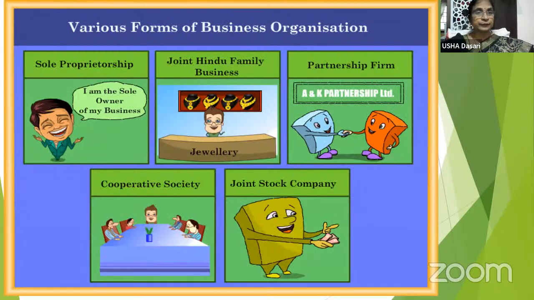So what does it include? It includes all these forms of business organization. See here, I have mentioned so many forms. I think you already have different ambitions. For example, some want to become software professionals, some want to start a business. If you want to start a business, first of all you have to know what the different forms are. The first form is sole proprietorship. The second one is joint Hindu family business, then partnership firm, cooperative society, and joint stock company. Other than that, you could find the LLP also, recently introduced.